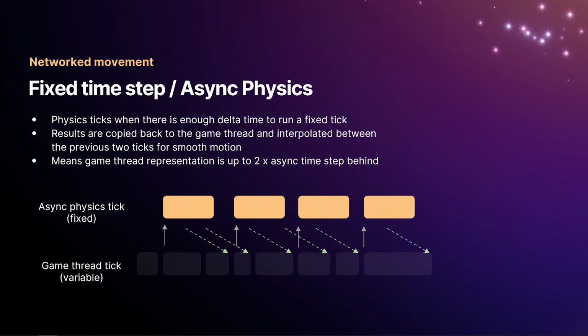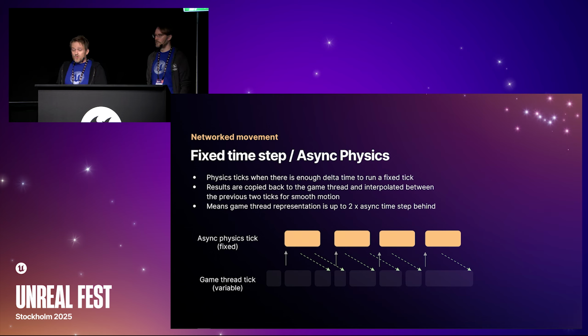So this is roughly how that works. On the bottom, you have a variable tick game thread, so the updates are different sizes. And on the top in the yellow, you have the fixed physics tick. When enough time has elapsed that we can launch a fixed physics tick that fits into the async physics time step, the game thread will launch a task to start a new async physics job, and that will run on its own thread. Crucially, after it's launched this job, the game thread doesn't wait for the physics result. It can carry on ticking. When the physics result is ready, it will then get read back to the game thread.